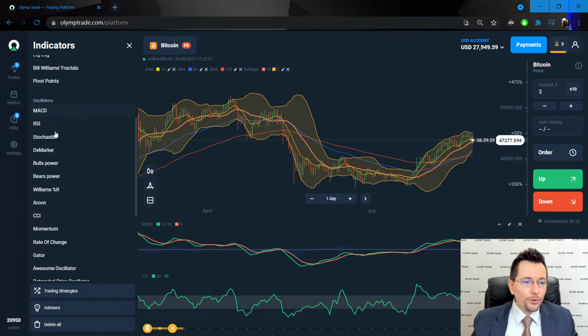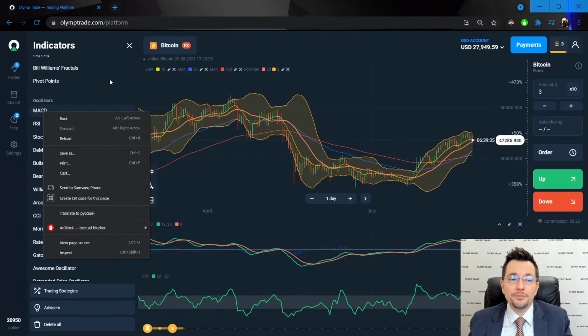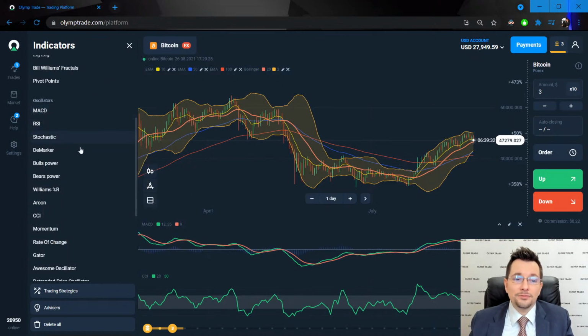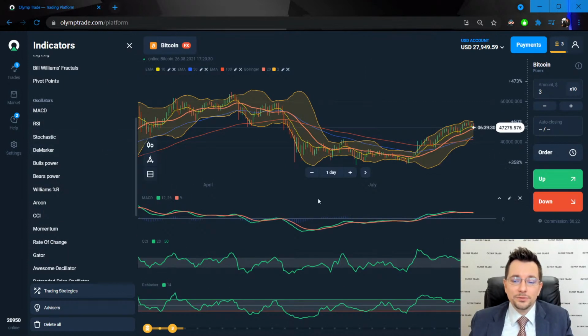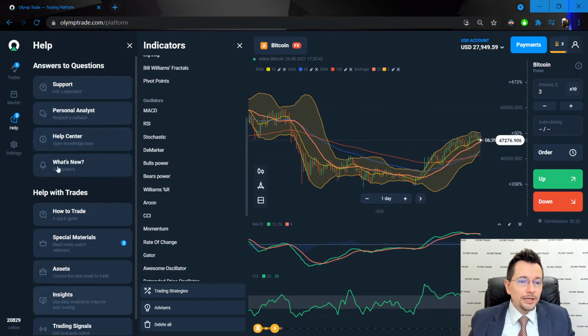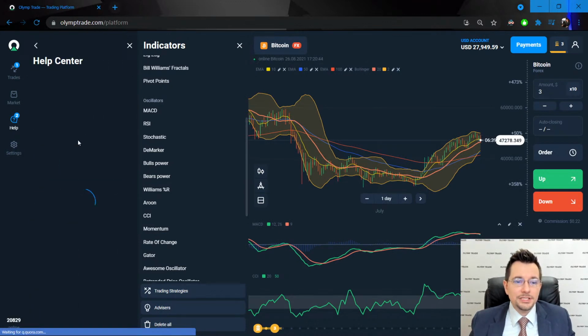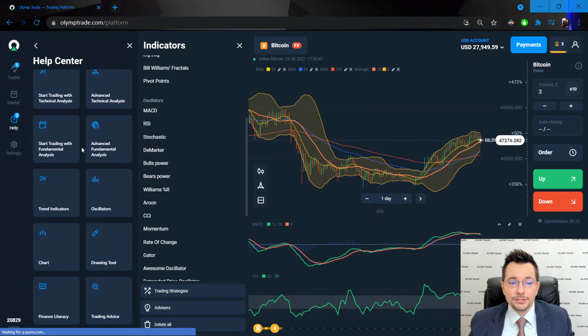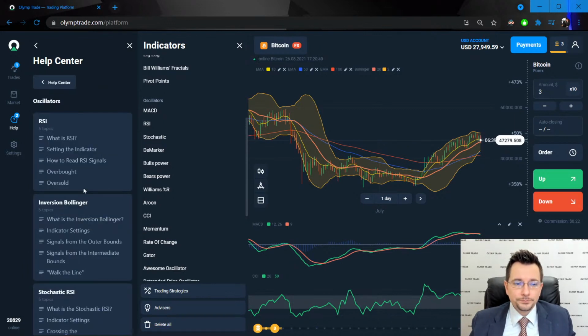The top 3 here are classics, like everybody has heard of and used: the MACD, the RSI, and the stochastic. The DeMarker is a combination of several different indicators, and you can read up in the help section right here. You can click on help and go to the help center, and then we have a detailed explanation for all the indicators, and here we have oscillators. So you can have a read on something new, maybe try something new.